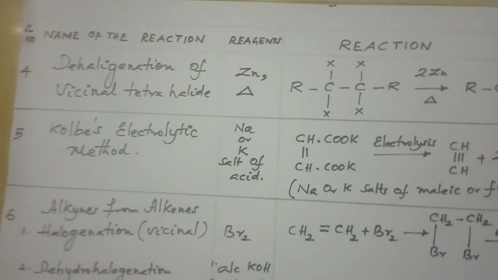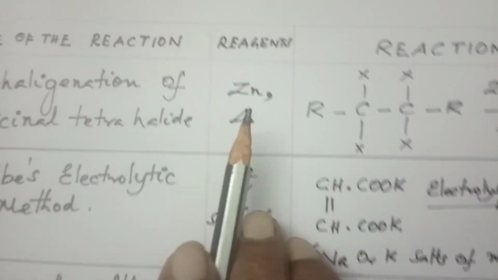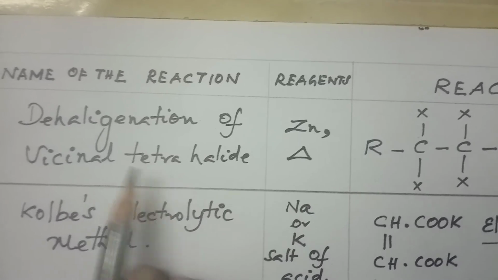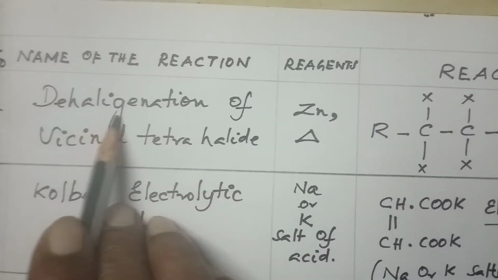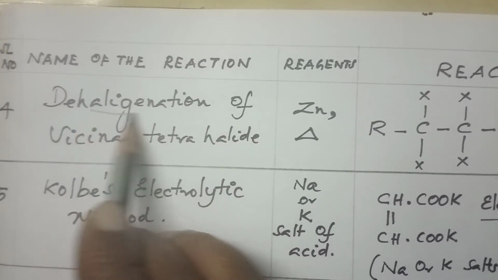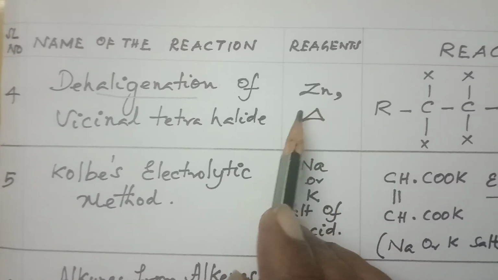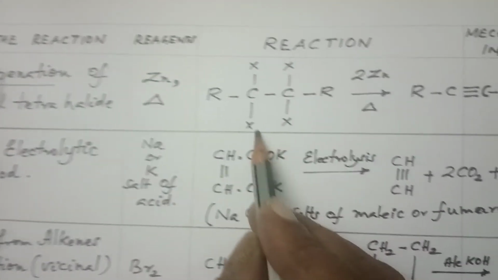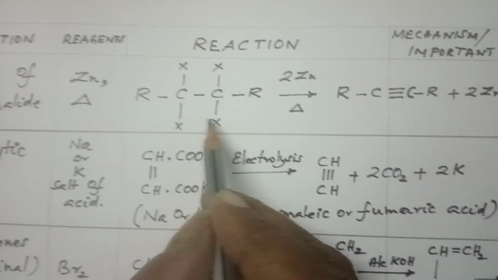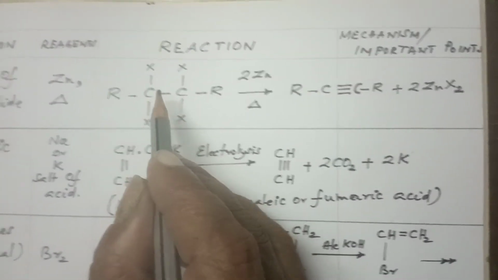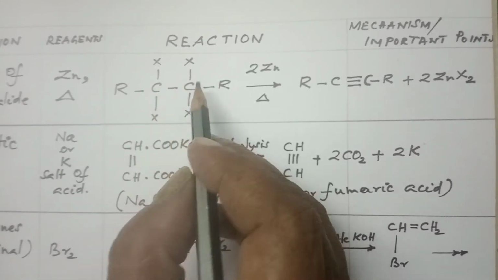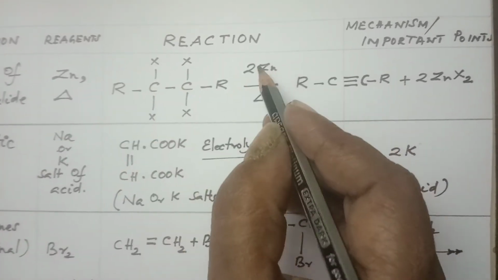Now let us look at the reagent: zinc on heating. What does zinc on heating mean? That is dehalogenation. What is dehalogenation? It indicates removal of only halogen. Let us see the reactant: vicinal tetrahalide, with 1, 2, 3, 4 halogens on adjacent carbon atoms. What does zinc indicate? Here it is zinc.